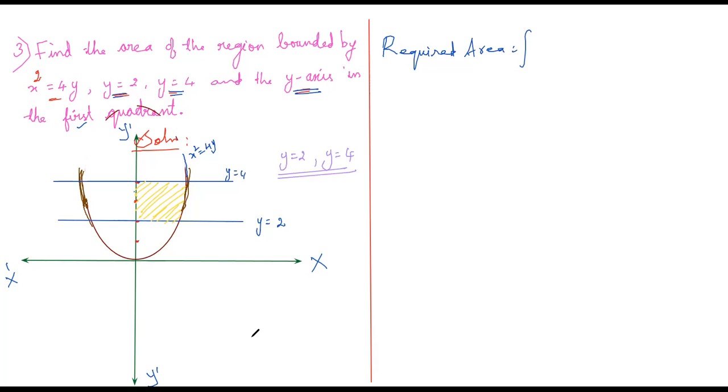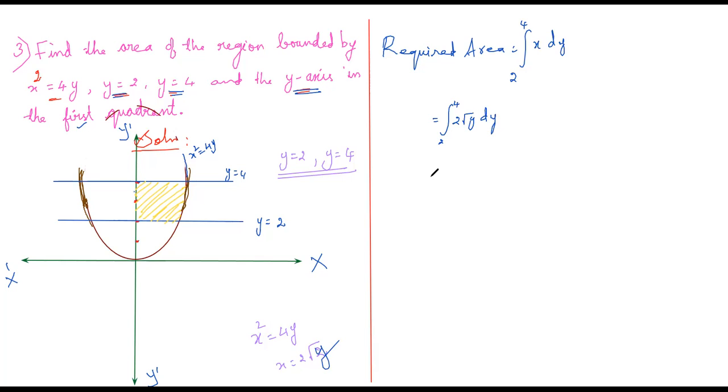And now you find what is x. So x squared is equal to 4y is the curve, and x is equal to square root of 4y, which is 2 root y. So the limit varies from 2 to 4, and it is x dy. That is equal to integral 2 to 4, and x is 2 root y dy.